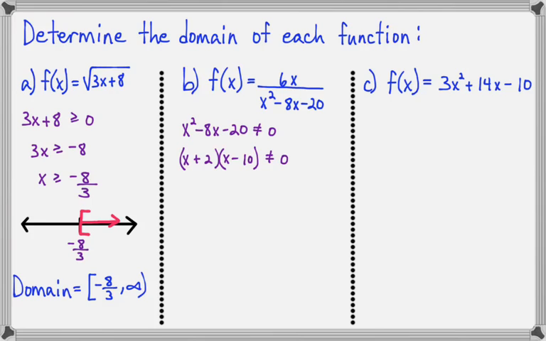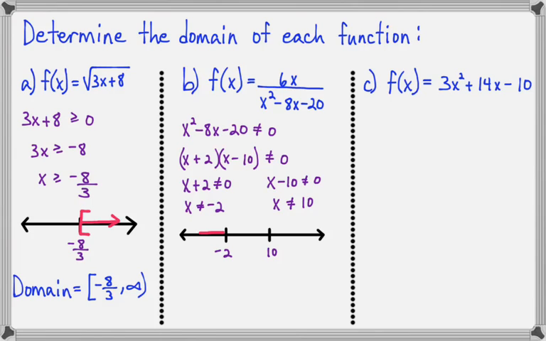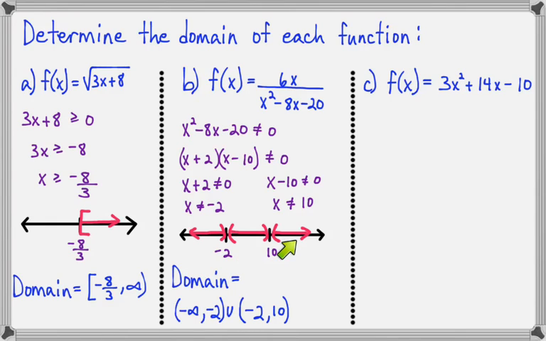And now, if x plus 2 is not equal to 0, then that means x cannot equal negative 2. If x minus 10 can't be equal to 0, that means x cannot equal 10. And to graph, we would keep all of the numbers except negative 2 and 10. Now we need three intervals to describe this. So we will have from negative infinity to negative 2, from negative 2 to 10, and from 10 to infinity.